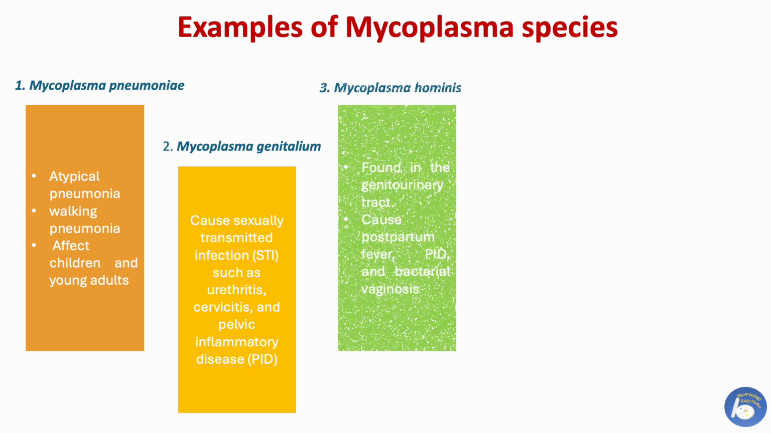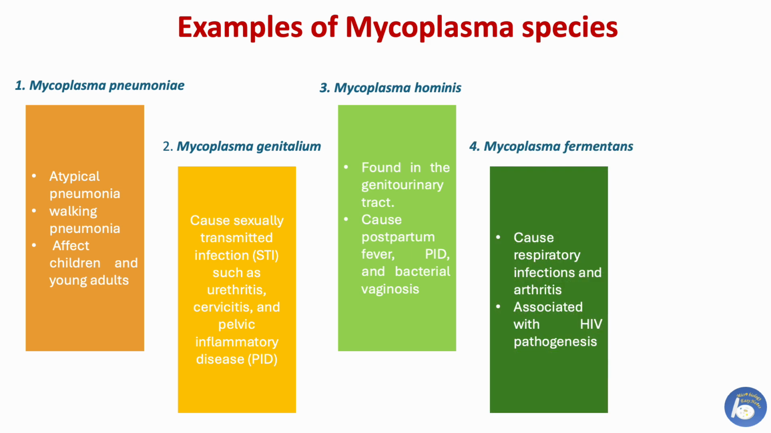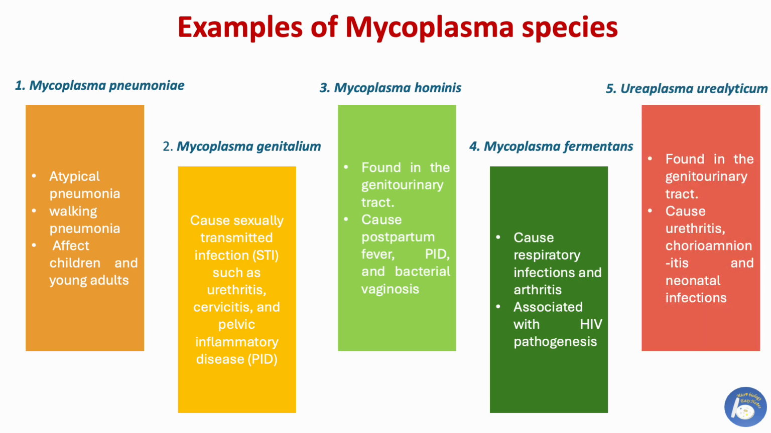disease; Mycoplasma hominis, found in the genitourinary tract, and can cause postpartum fever, PID, and bacterial vaginosis; Mycoplasma fermentans, implicated in various diseases, including respiratory infections and arthritis, and has been associated with HIV pathogenesis; Ureaplasma urealyticum, closely related to Mycoplasma and commonly found in the genitourinary tract. It can cause urethritis, chorioamnionitis, and neonatal infections.